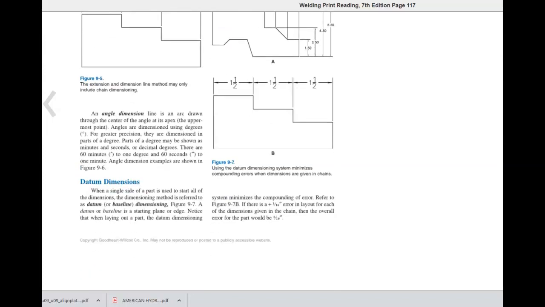Datum dimensions. When a single side of a part is used to start all of the dimensioning, the method is referred to as datum, or baseline dimensioning. A datum or baseline is a starting plane or edge. Notice that when laying out a part, the datum dimensioning system minimizes the compounding of error. Referring to figure 9.7b, if there is a plus or minus 1/16 error in layout for each of the dimensions given in the chain, then the overall error of the part would be 3/16.